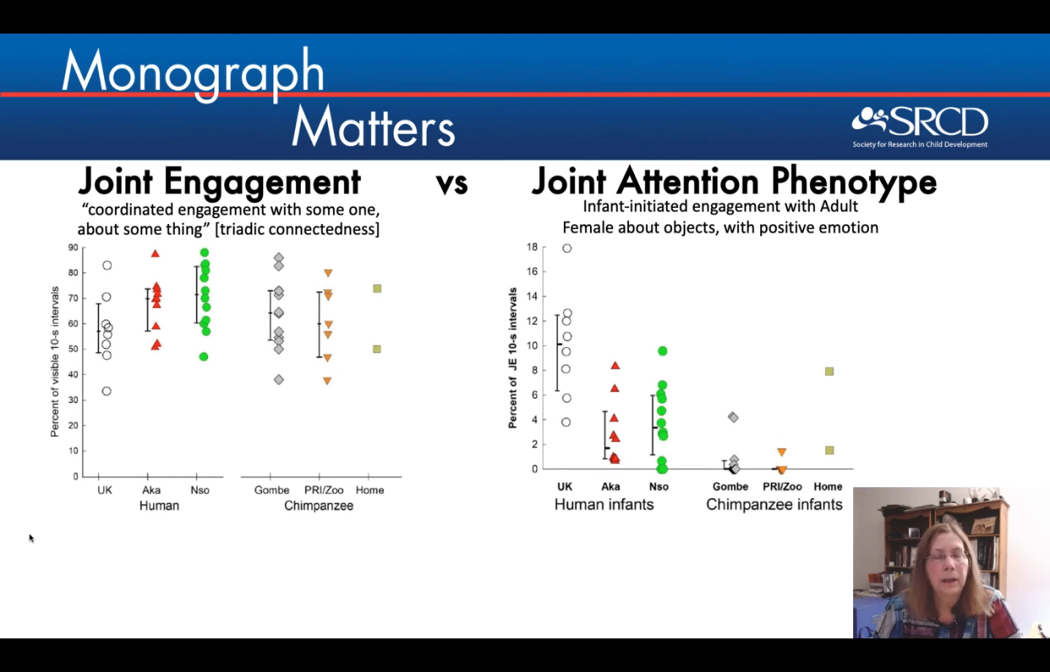Decolonizing our definitions and using multiple samples of human infants and chimpanzee infants, we find that triadic connectedness, represented in the graph on the left, is very common across 1-year-old chimpanzees and 1-year-old humans, with medians above 60%, and there's no significant difference across the settings or across the species.